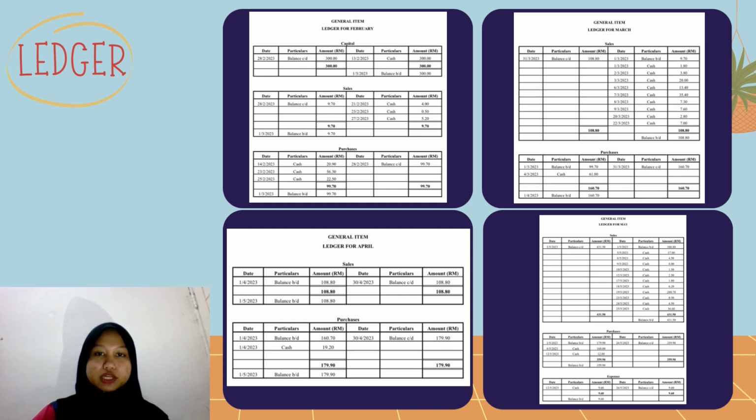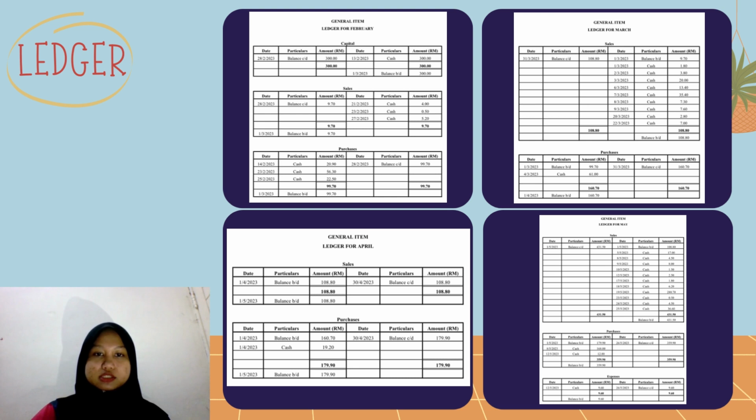Next, sales, we have 3 entries, which is 21 February, 23 February, and 27 February, with a total amount of RM9.70. And the last one is purchases. We have 3 entries, which is on 40 February, 23 February, and 25 February, with a total amount of RM99.70. Okay, for the next one is ledger for March.